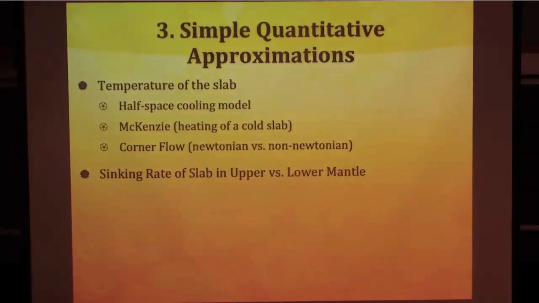Let's see. So I wanted to talk about the temperature of the slab because this came up in many questions. I think I go till 10:30, right? I have 25 minutes. Yes. Okay, but there have been a lot of questions. I'll try.